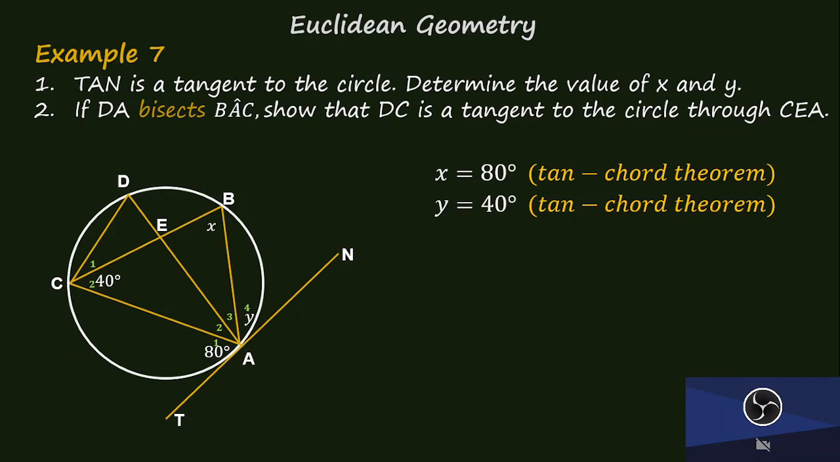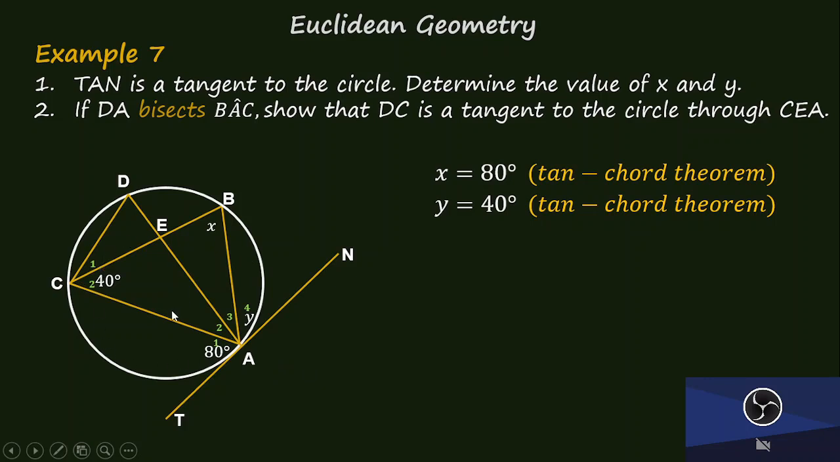Number 2, we are required to prove that DC is a tangent to a circle through C, E, A. I want you to see this. Look at the triangle that we are given here. Only C and A are touching the circumference of the circle, but E is not touching the circumference. Even DC is not touching this bigger circle.